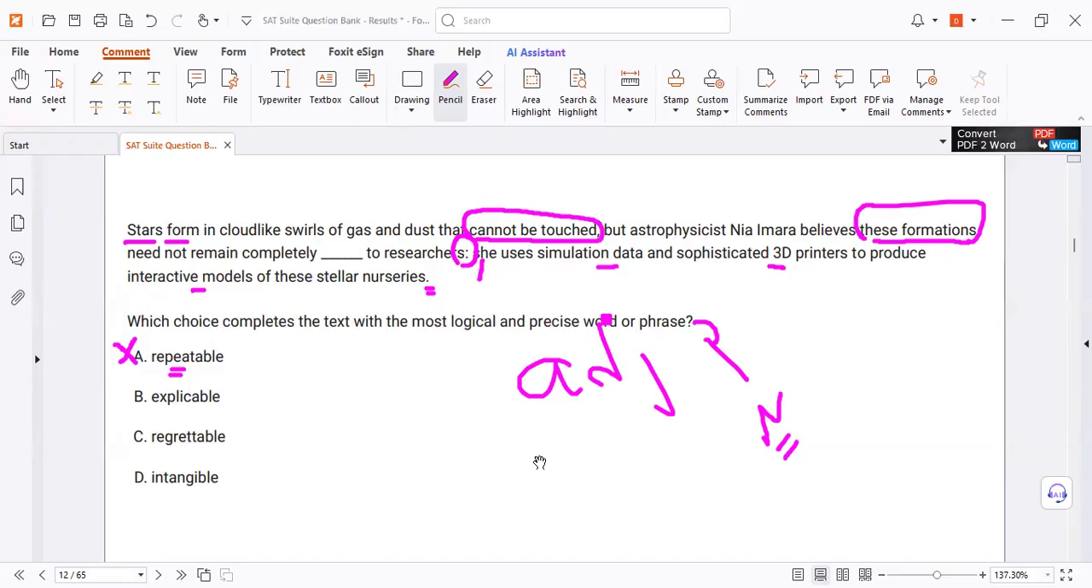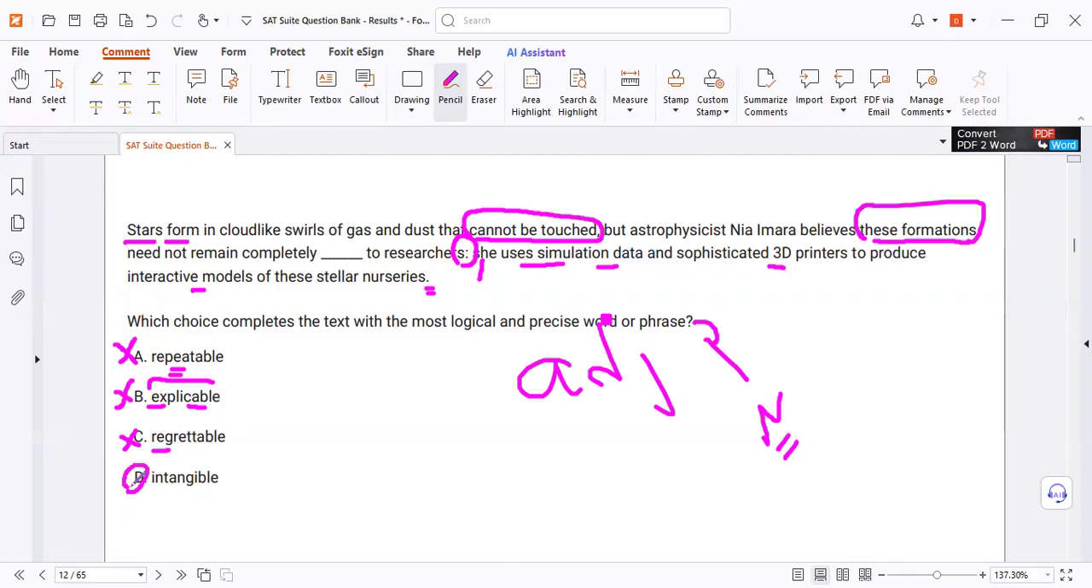Explicable means explainable. Explanation, explain, explicable. As you know, just able to explain. But she said here she used simulation data to explain something. That means something was not understandable in the past. Something not understandable, so we need to understand it. So B is wrong. I'm not talking about regrets, of course.